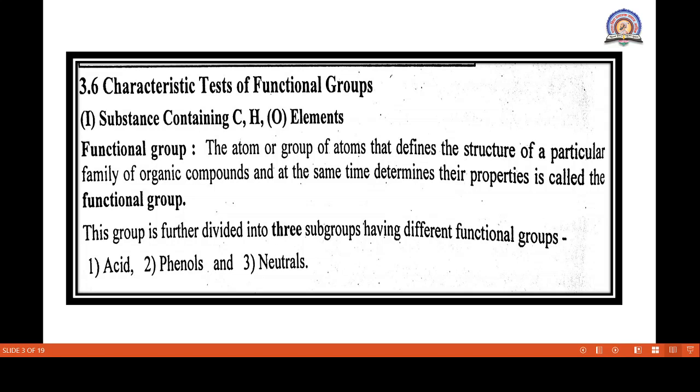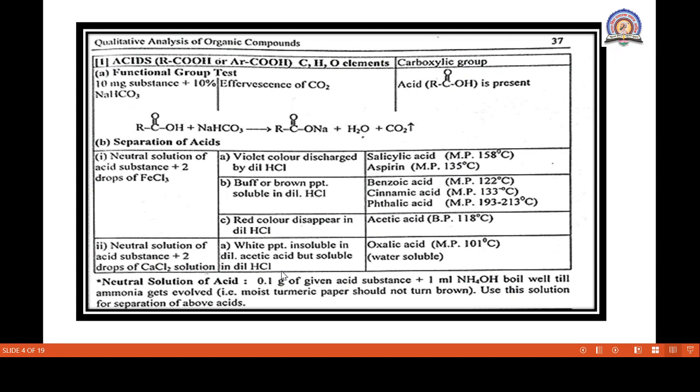This functional group is divided into three subgroups, that is acids, phenols and neutrals. Means these three compound types, which only contain CHO elements, we are going to discuss now. So first, acid. Acid is nothing but RCOOH. The functional group is RCOOH or ArCOOH. Here Ar is nothing but the benzene ring. There is no other element here; it only contains CHO elements. That is called a carboxylic group.